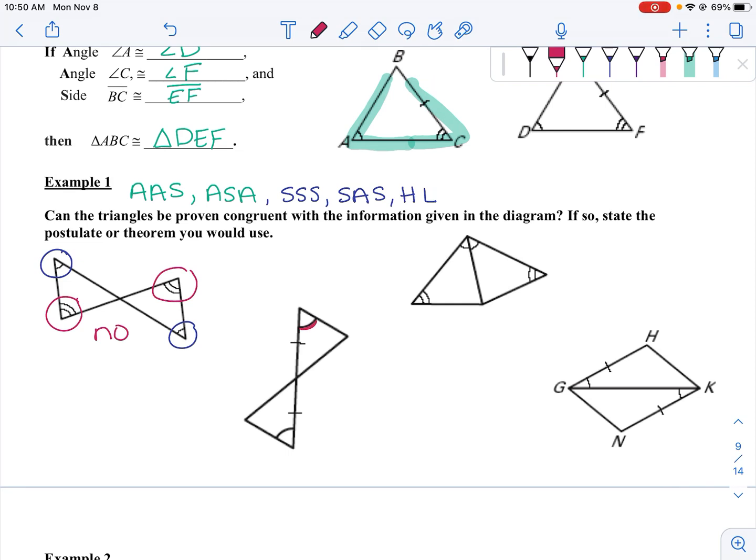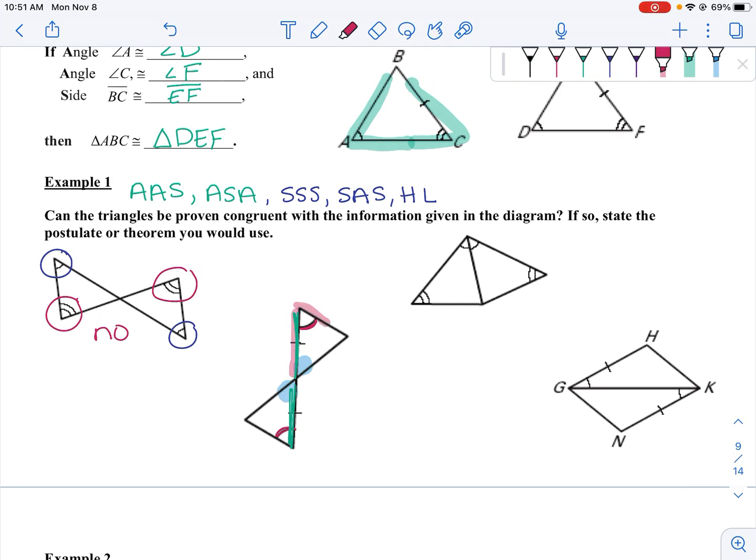I've got an angle and an angle. I've got a side and a side. And then I have to determine if there's anything else I know. So I've got vertical angles, this angle here and this angle here. So I have two angles and a side. So now I need to determine what the order is. So I need to determine if the side is included in the angles or not. So I'm going to trace over them.